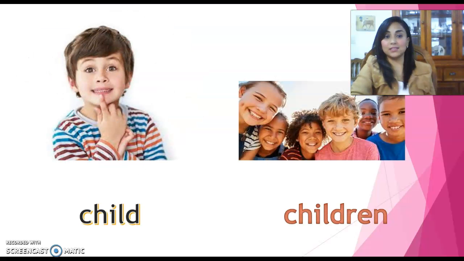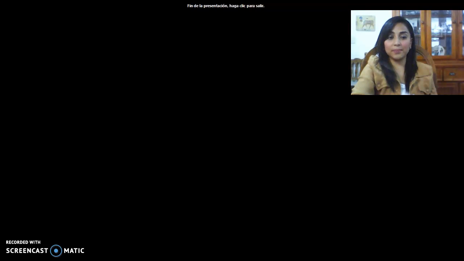And then we have one child. Aquí puede ser child para boy o para girl, ¿ok? Aquí puse boy, pero también puede ser girl, ¿ok? And then we have children for two or more, ¿ok?